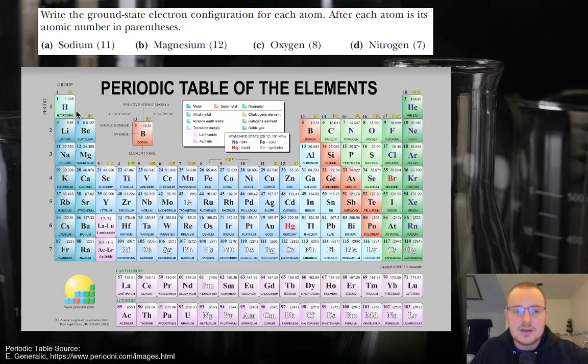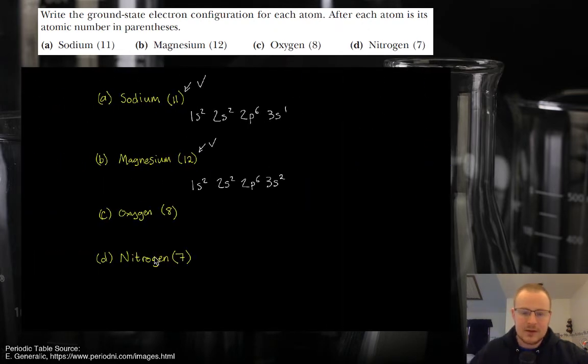So the configuration of oxygen is 1s2, 2s2, 2p4. And the configuration of nitrogen is 1s2, 2s2, 2p3. So we'll go back and write down our answer.